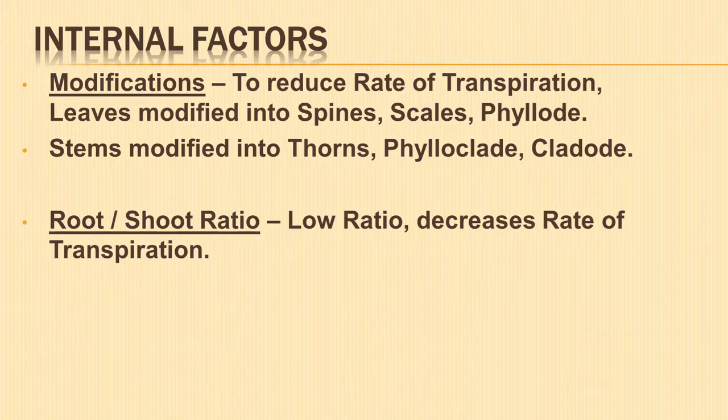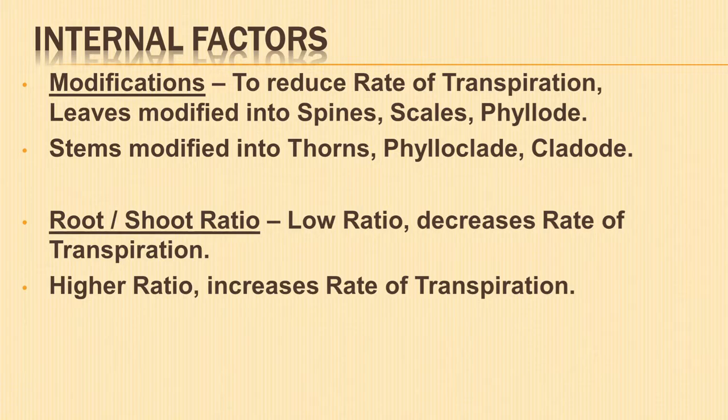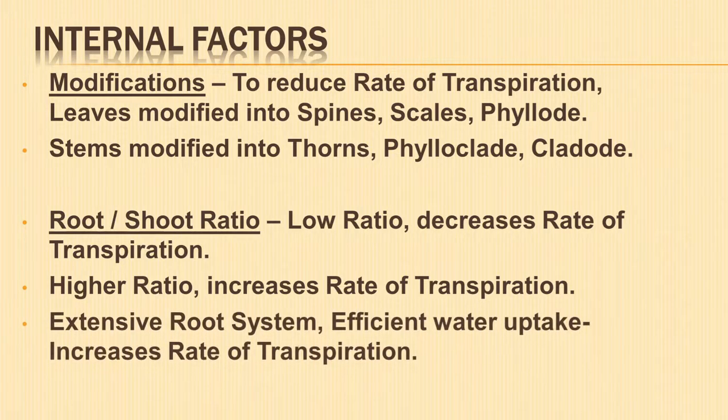Root-shoot ratio. A low root-shoot ratio decreases the rate of transpiration and a higher ratio increases the rate of transpiration. An extensively developed root system is more efficient in water uptake from the soil. Increased availability of water increases the rate of transpiration.